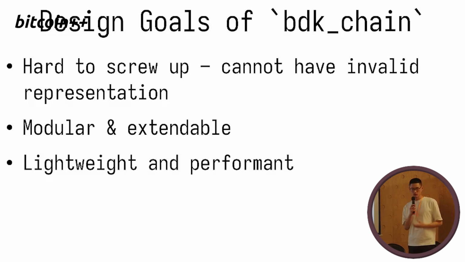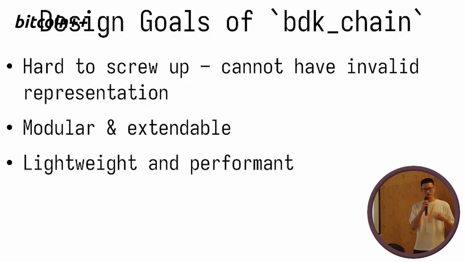So, design goals of BDK chain. This is the core level library for indexing and dealing with blockchain data. Many people are going to use it, so it needs to be hard to misuse. And then it cannot have invalid representation.